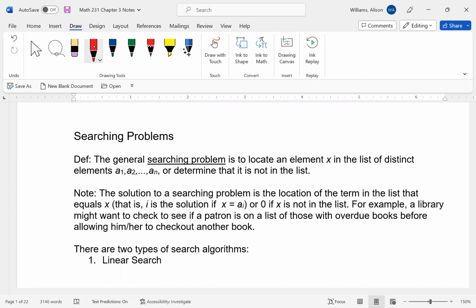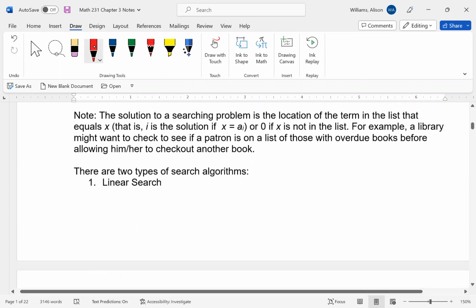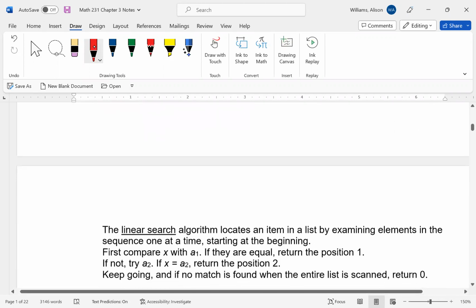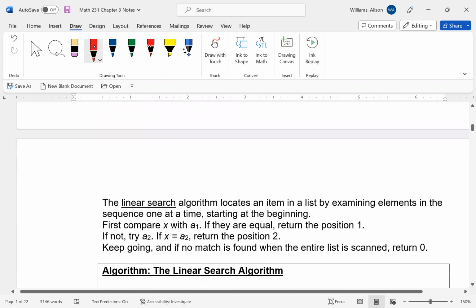So there's 2 types that we're going to look at: linear search. And a linear search locates an item on the list by examining elements in the sequence one at a time, starting at the beginning. So they just go one by one by one. First they compare x with a sub 1. So our name that we're interested in, is it the first name on the list?